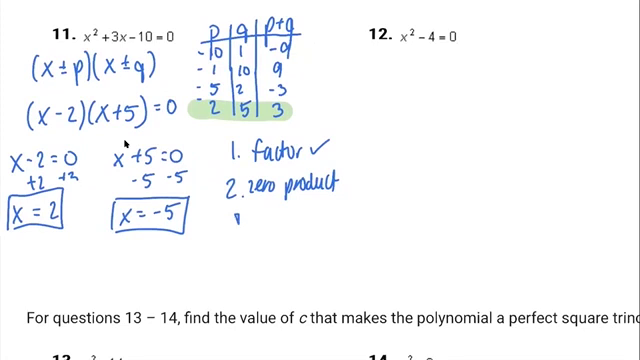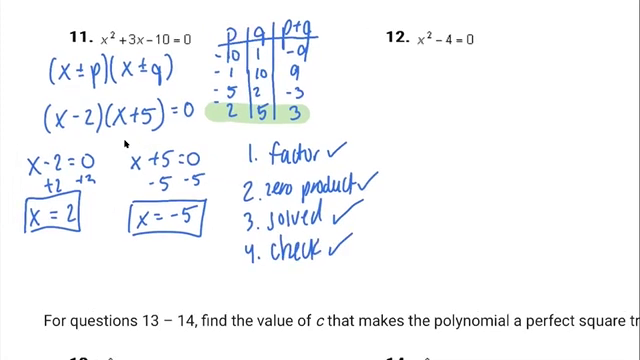All right, so we used our zero product rule, and we solved. And then step 4 is always to check. By that, again, you plug your answers back in here.